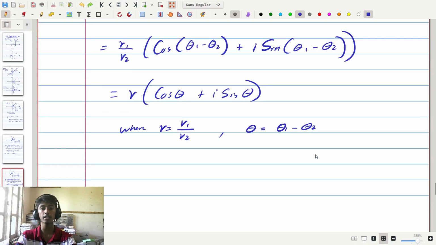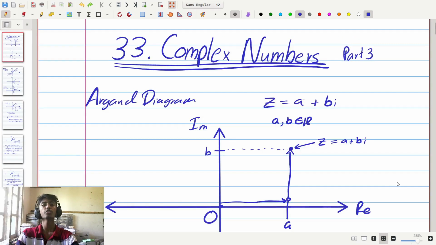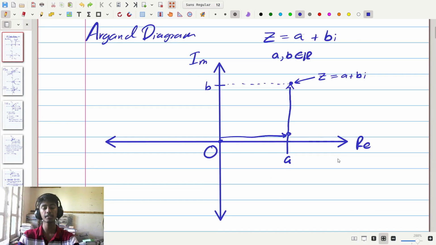So now finally, let's end the video with a summary of what we've learned so far. At the start of the video, we introduced the Argand diagram. This is a method where you can denote any complex number by its real part and imaginary part on a two-dimensional plot where we have two orthogonal axes, the real axis and the imaginary axis.